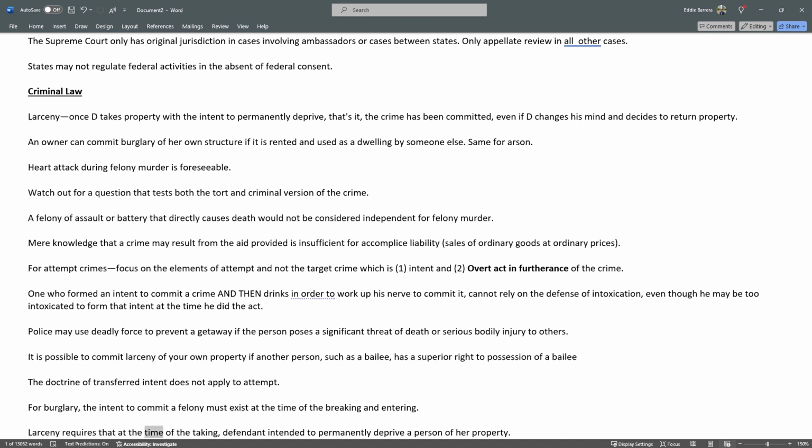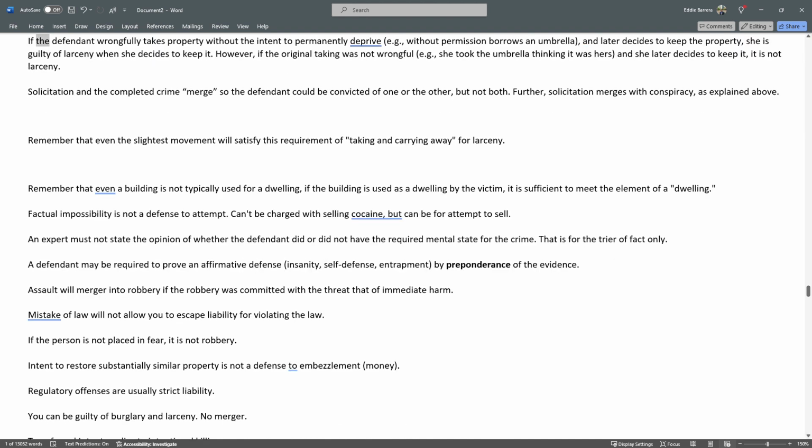Larceny requires that at the time of the taking, defendant intended to permanently deprive a person of her property. If the defendant wrongfully takes property without the intent to permanently deprive, e.g., without permission borrows an umbrella and later decides to keep the property, she is guilty of larceny when she decides to keep it. However, if the original taking was not wrongful, e.g., she took the umbrella thinking it was hers, and she later decides to keep it, it is not larceny.